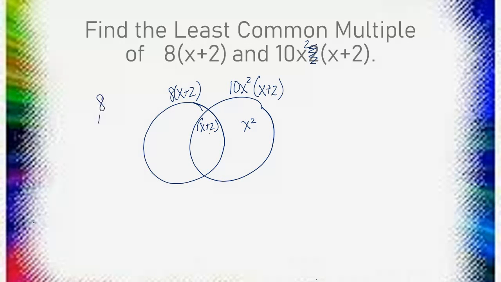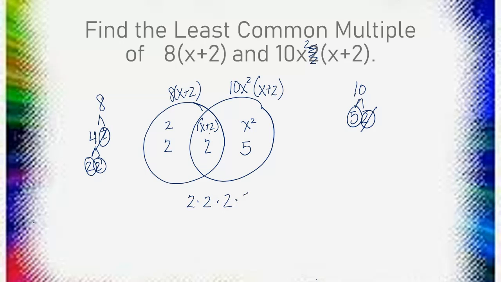Now let me quick make a factor tree for 8 and a factor tree for 10 so I can see what they have in common. Looks like they each have a 2, so that's going to go in the middle. Then 10 is going to have a 5, and this one is going to have a 2 and a 2. Now remember, LCM, I'm looking for all of them multiplied together. So I'm going to multiply 2 times 2 times 2 times x plus 2 times x squared times 5.